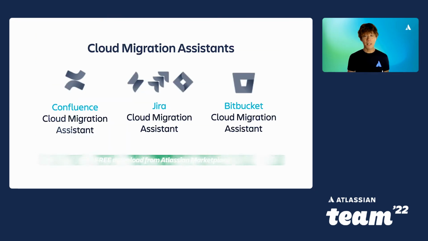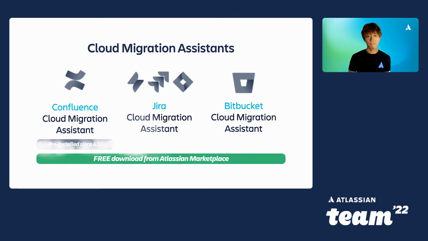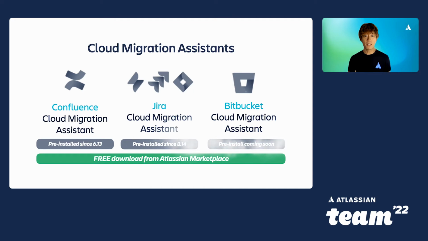Cloud migration assistants are available as a free download, no cost to you at all. And we have pre-installed them on Confluence since 6.13 and Jira since 8.14. Also looking to do that in Bitbucket just for that added convenience so that you can get started on your migration as soon as possible. If they are pre-installed, you will need to just update the app so you've got the latest copy of the app.